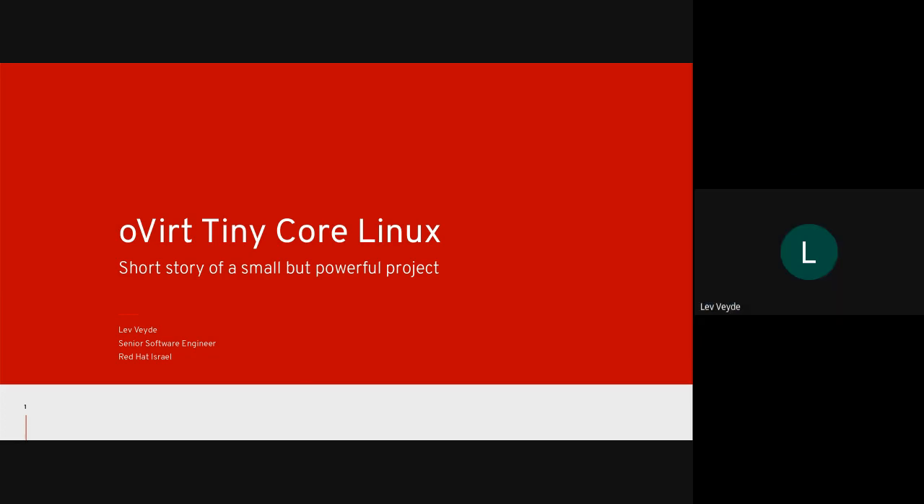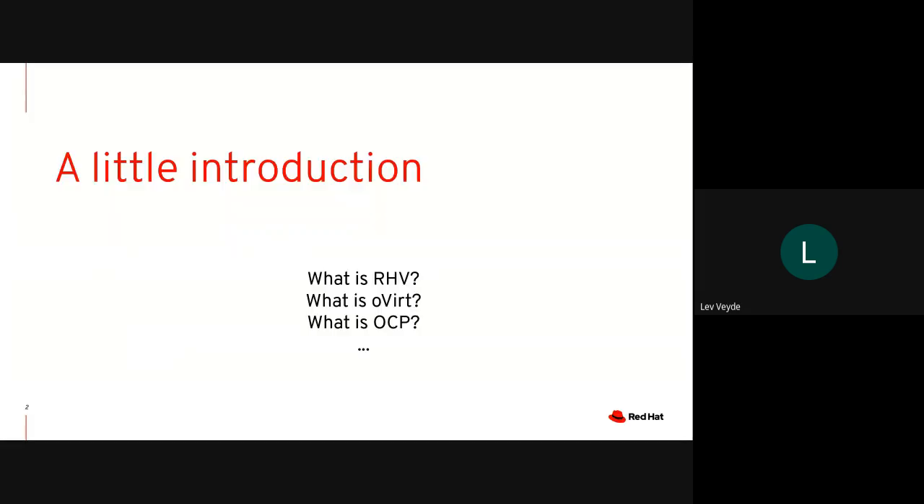Okay, so hello everyone. My name is Lev Veda. I'm a senior software engineer at Red Hat, and for about the last 10 years, I've been working on Rev/oVirt. So a little introduction: what is Rev, oVirt, etc. Rev is the Red Hat Enterprise Virtualization product. It allows you to manage all sorts of virtualization workloads.